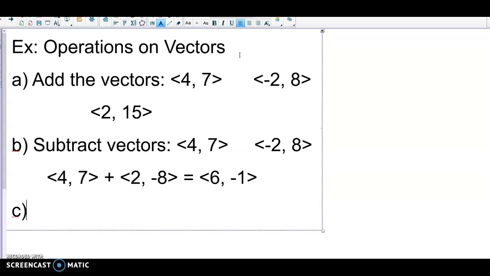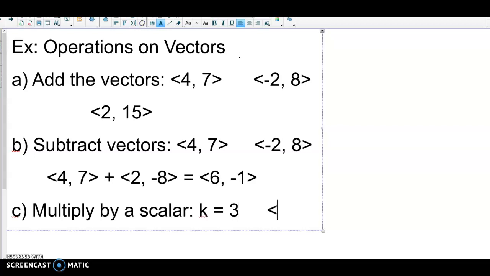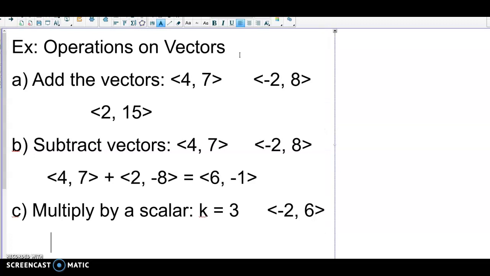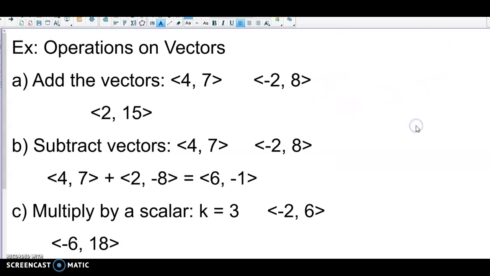Last but not least, multiply by a scalar. So let's say my scalar factor, or my constant factor, is 3 and my vector is -2, 6. What we do to multiply them is just multiply the 3 out, kind of like you're distributing. So it'd be -6, 18. So not bad with operations on vectors. Those ones are pretty straightforward.